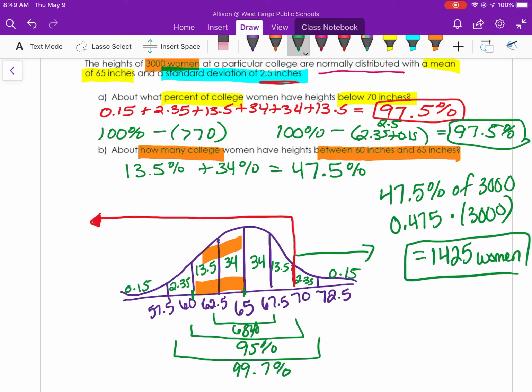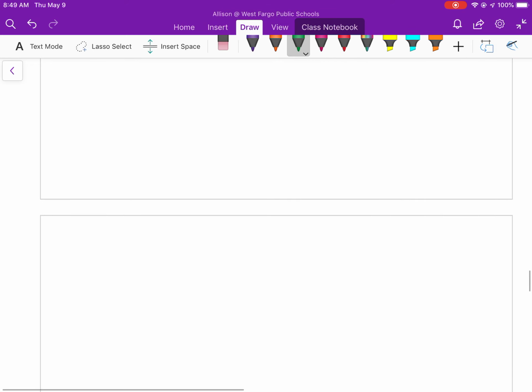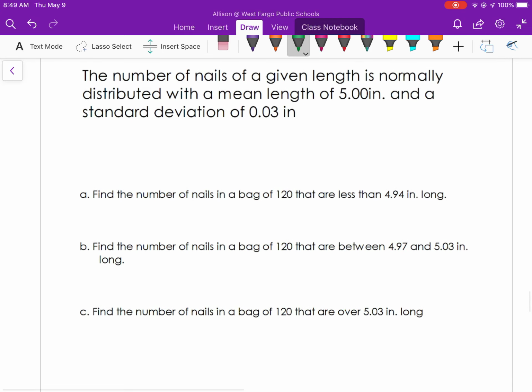No, I did that right. Okay, I was thinking I only did from 62 to 65, but I did go from 60. My graph is a little bit messy, so. Okay, that sounds good. Next example and last example.